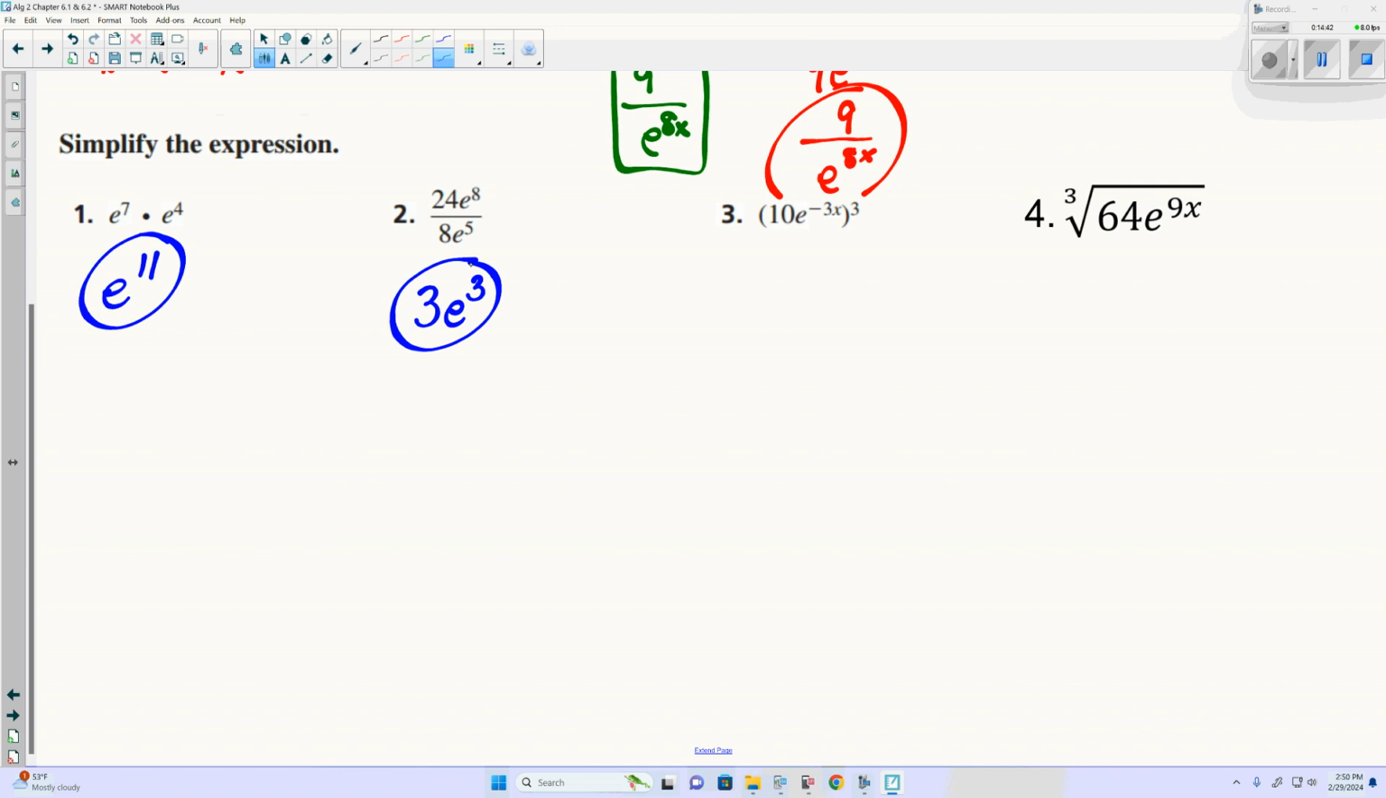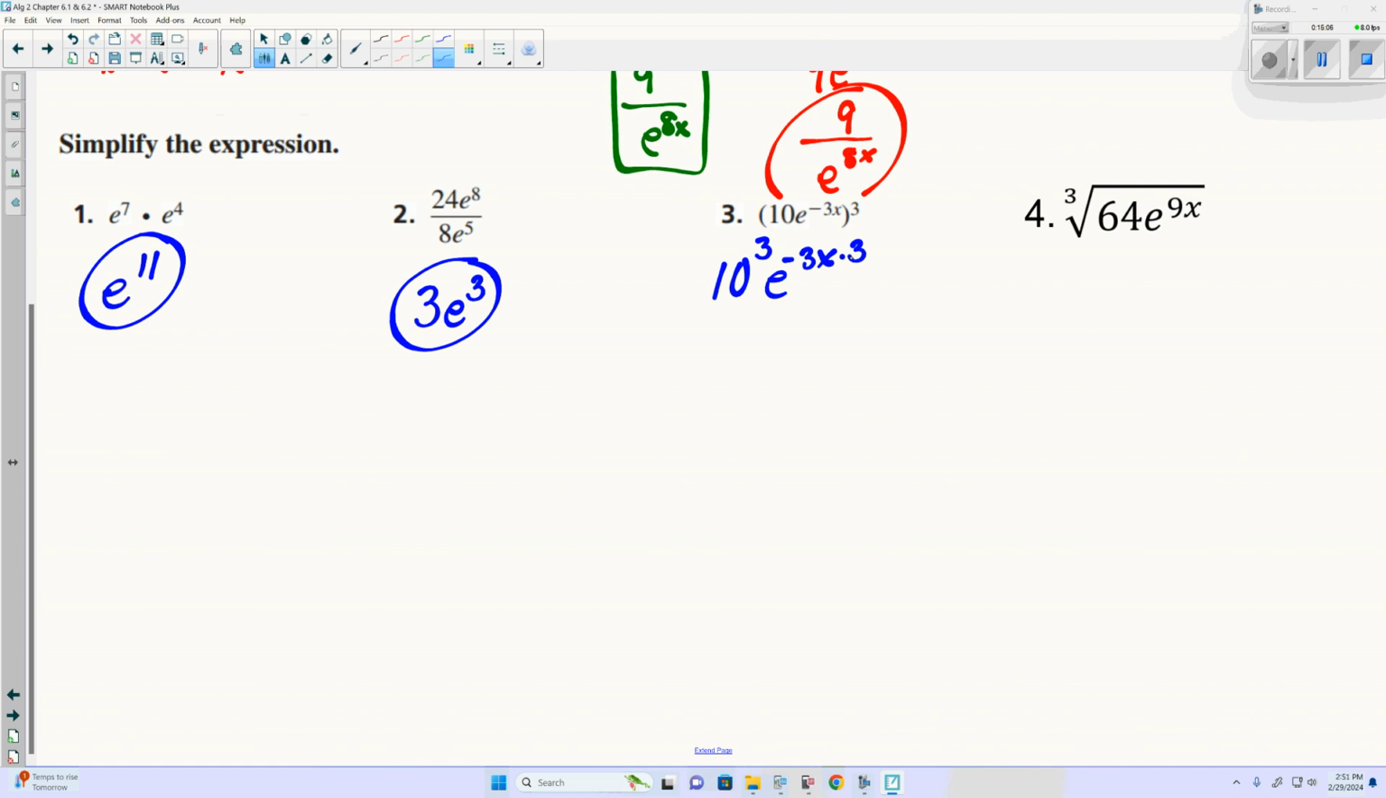Number 3, 10e to the negative 3x, cubed. So we could write this out as 10e to the negative 3x, 3 times being multiplied together. Or since it's a single term, we can apply our exponent of 3 to both. So for our 10, we'd have 10 to the third times e to the negative 3x times 3.